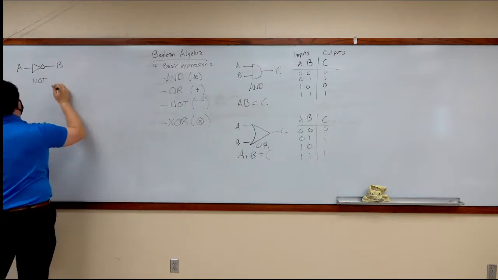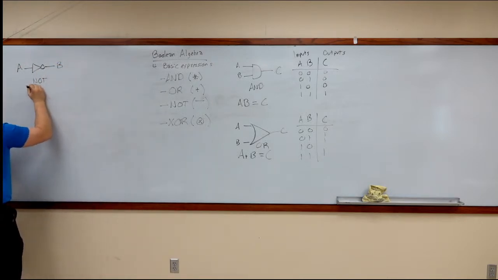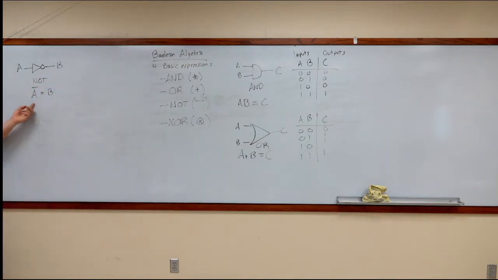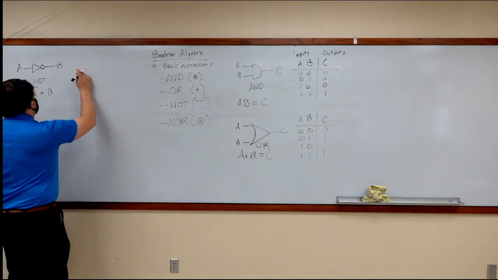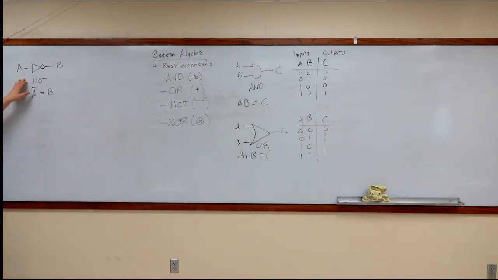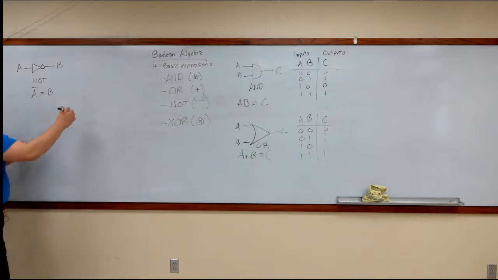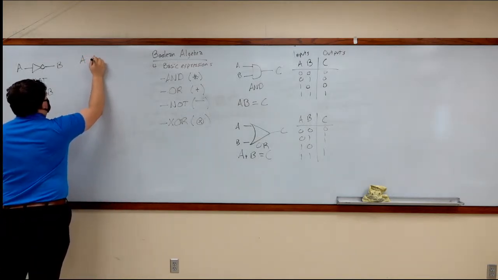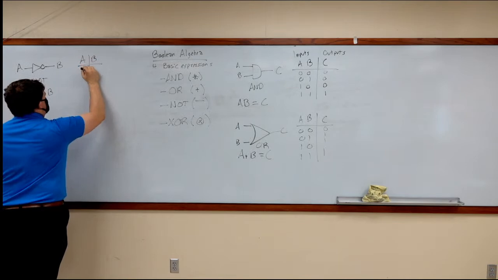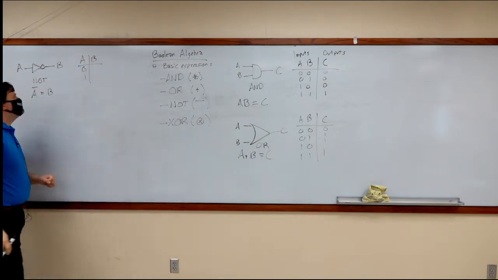So the truth table, oh, and here, the Boolean algebra statement is we put a line over the top of A, and A not is equal to B. That's the way that we write it in Boolean algebra. Okay, the truth table here, because we only have one input, we're only going to have 2 entries in our truth table. So we got our inputs and our outputs, and our inputs go from 0 to 1.